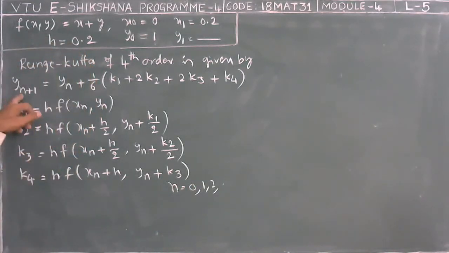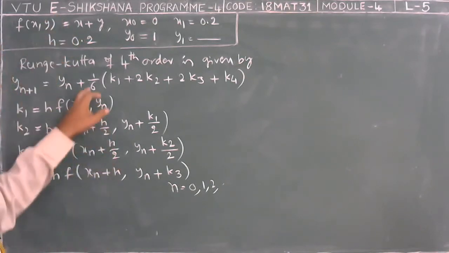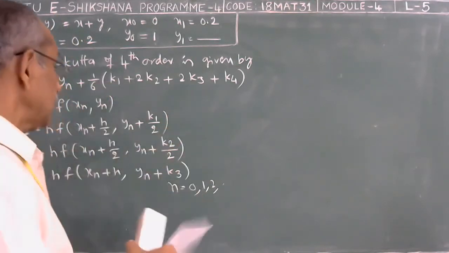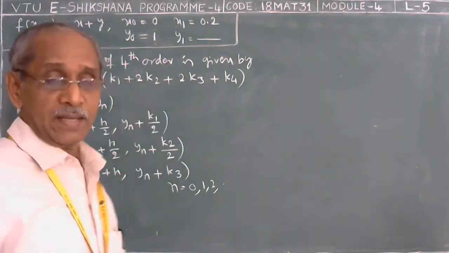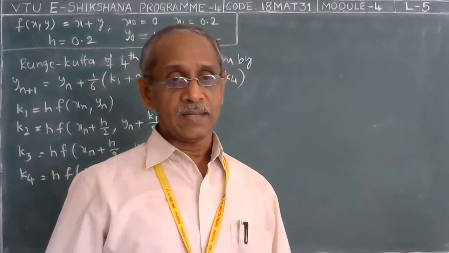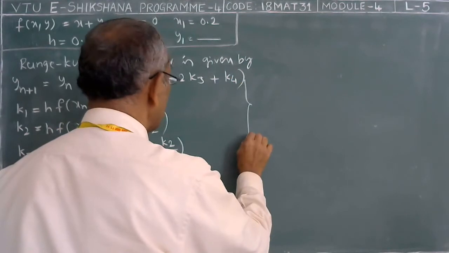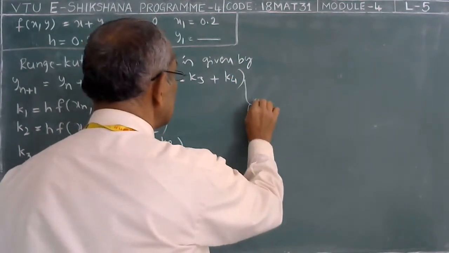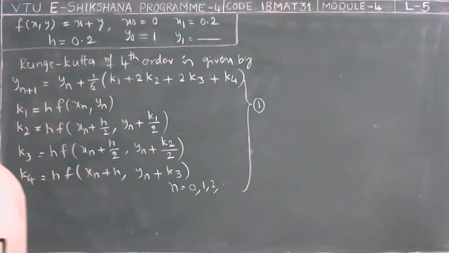By fixing n is equal to 0 in these equations, I can get k1, k2, k3, k4 with the defined function f of x comma y. I substitute in the equation y n plus 1, and in this equation we get the value of y at x is equal to x. So let me call this entire set of formula equations as equation 1.